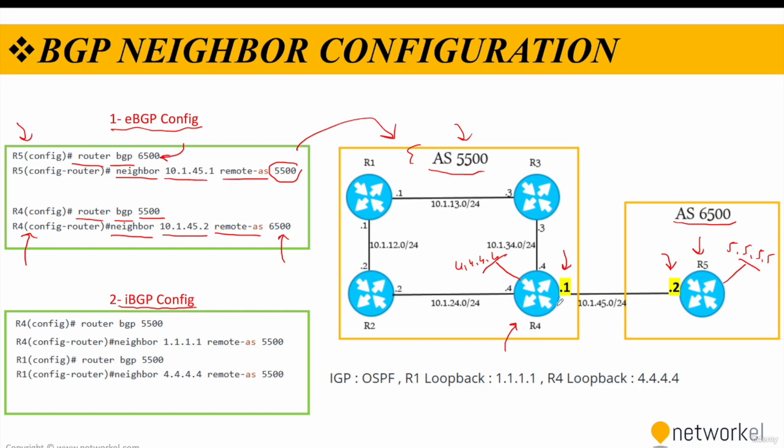Okay, so for example, in router 5 I will still type this, but the neighbor will become 4444 this time, and for router 4 the neighbor will become 5555 this time. Okay, but in this case, router 4 and router 5 are not directly connected for these loopback interfaces. But eBGP neighborship should be directly connected.